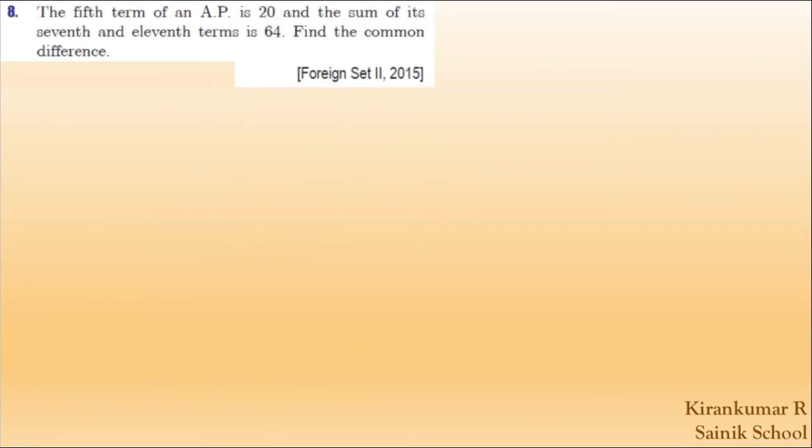Question number 8. The 5th term of an arithmetic progression is 20 and the sum of its 7th term and 11th term is 64. Find the common difference. The 5th term of an AP is 20. With this, I can write it as a plus 4d equal to 20.